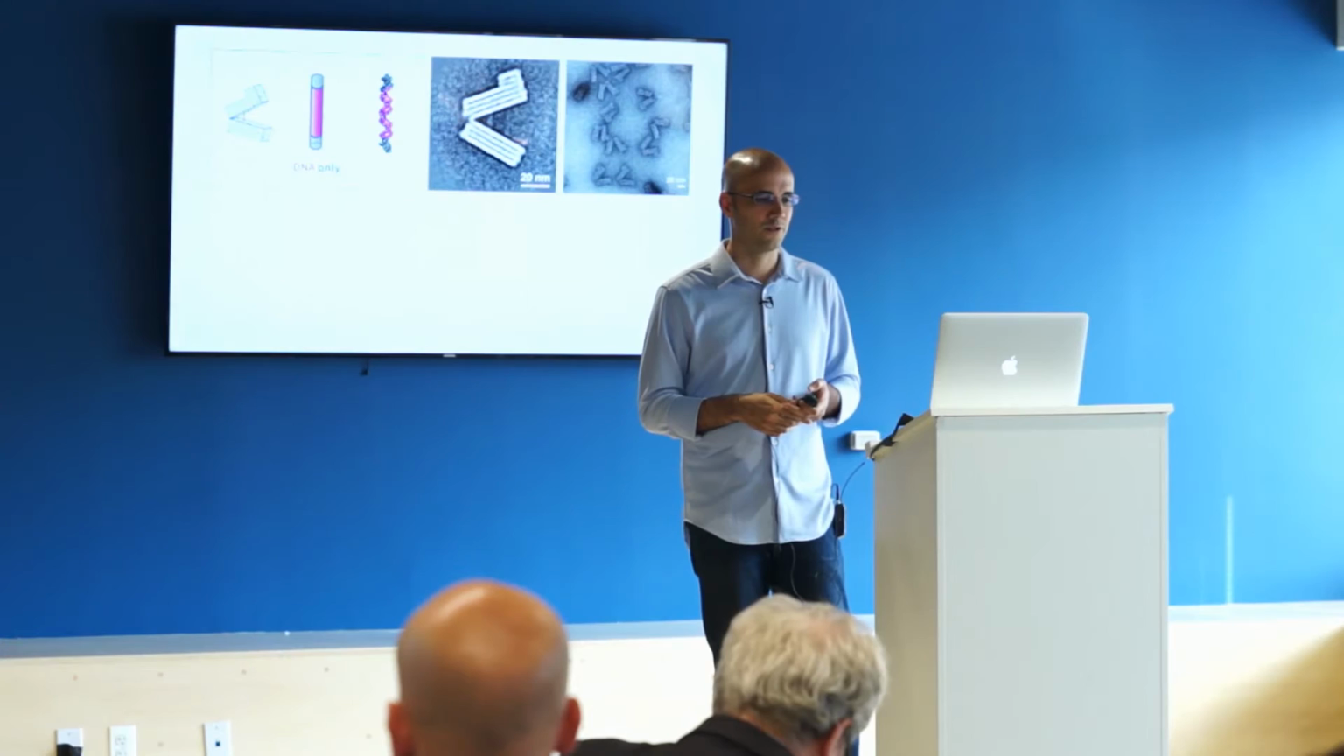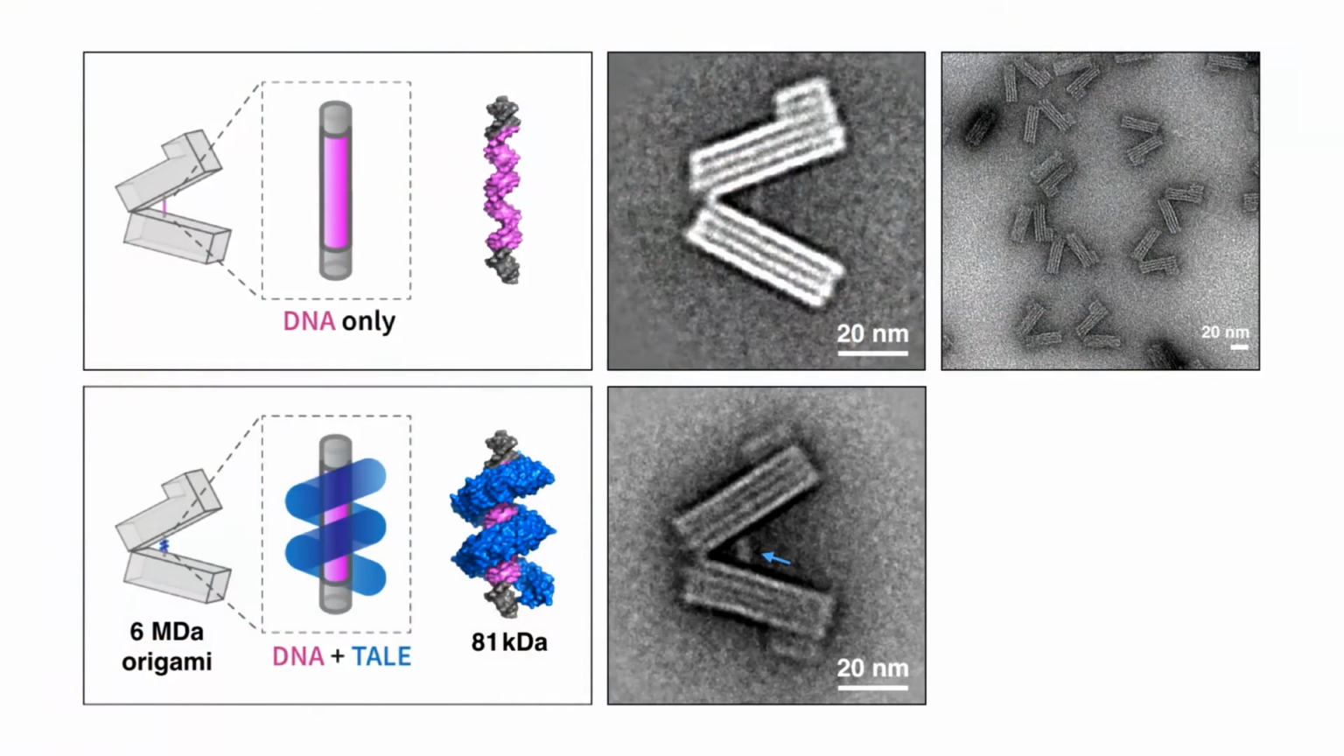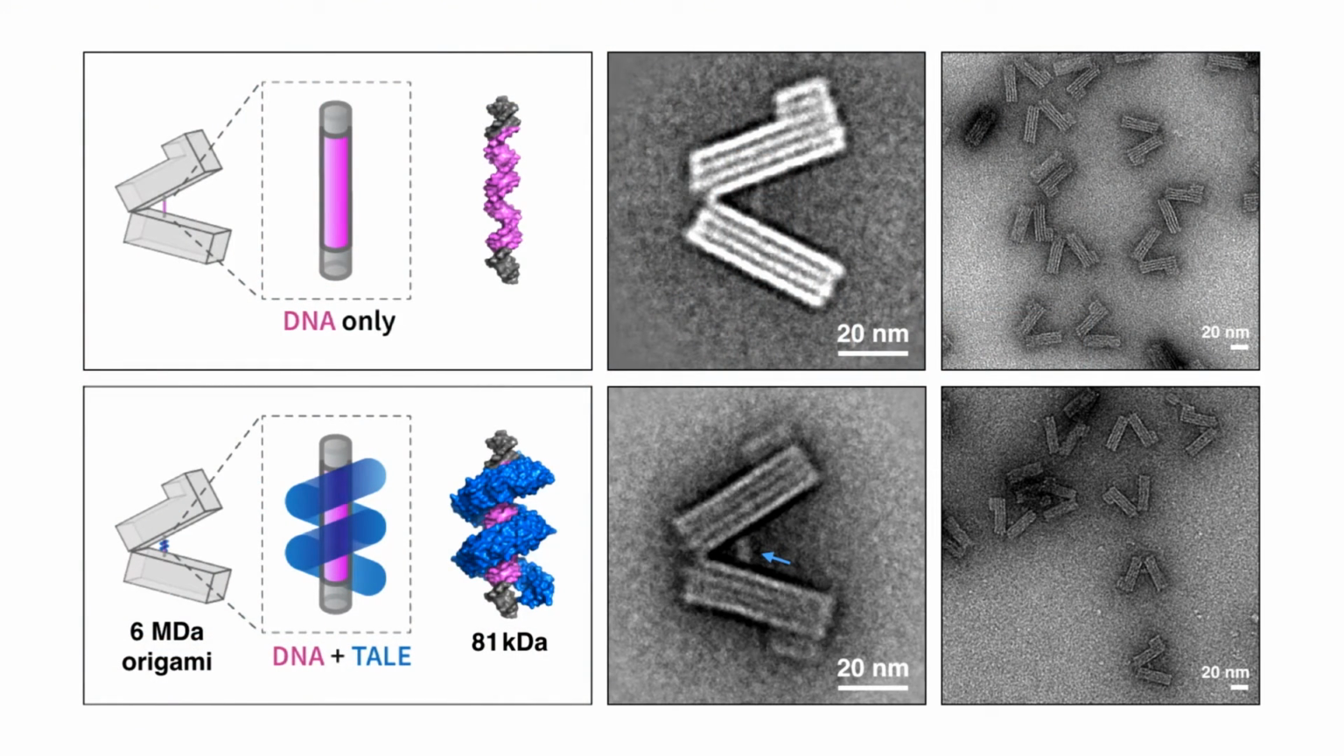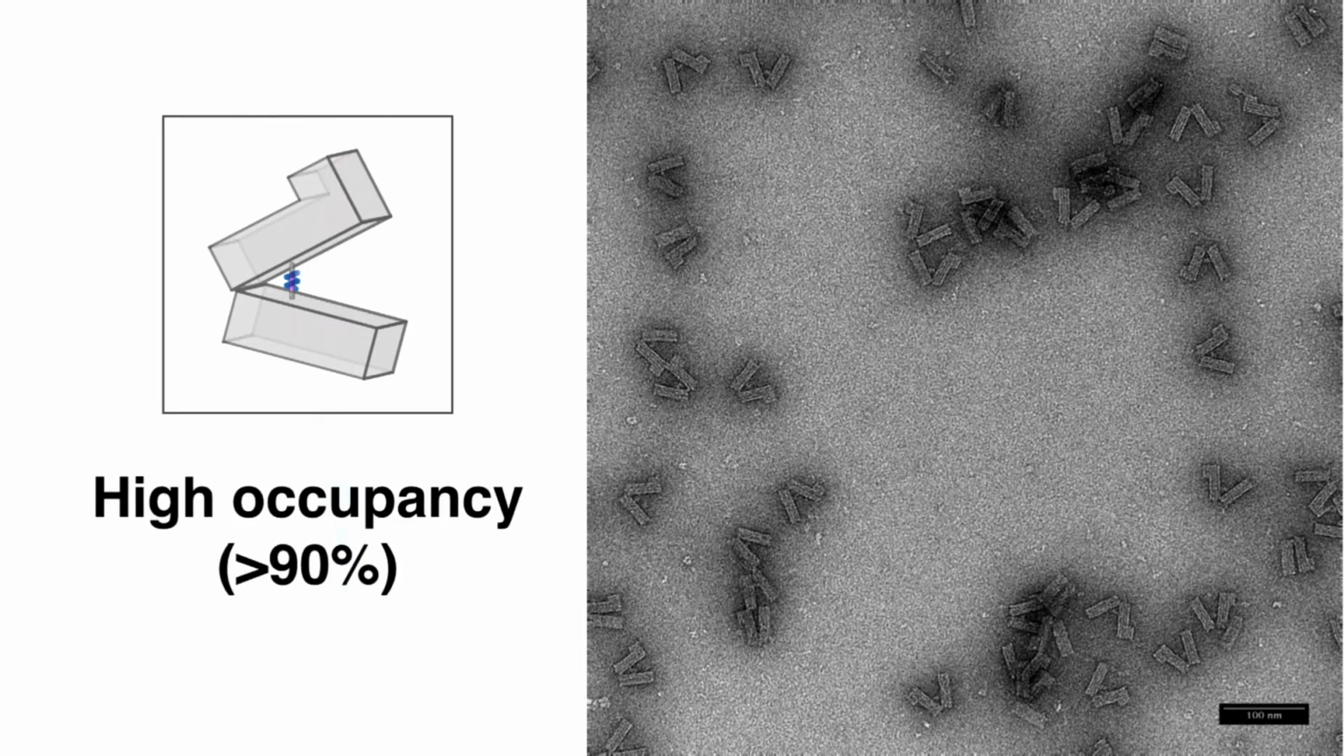And so one thing that we did was redesign the structure. And this is a nice thing about origami. We can redesign our shapes very easily. We designed this hinge structure, and here it is with and without the protein. And because we now have a flexible binding site, we think this is improving the yield. So now we have more than 90% of our hinges actually have proteins bound. It's hard to see, but I'm highlighting the ones that have the protein present.